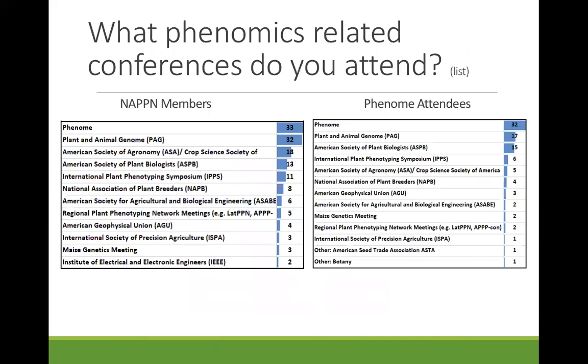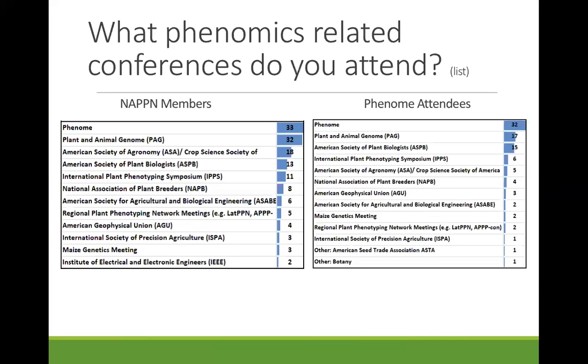And this kind of builds off of what Carolyn talked about. What conferences do you attend? And not surprisingly, Phenome and PAG were two of the top ones, again, because we're primarily biologists, geneticists, agriculturalists. And as Carolyn pointed out, among the NAPPN members, pretty evenly split between PAG and Phenome.